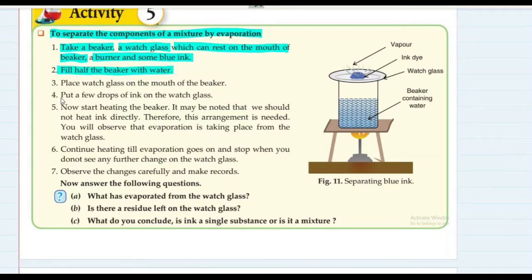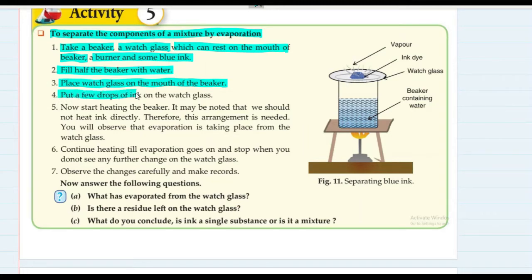Fill the beaker half with water. Place the watch glass on the mouth of the beaker. So what will happen is, if you turn on the burner, the heat of the burner heats the water in the beaker. The water gets heated up, gets converted into steam and gets accumulated over the bottom surface of the watch glass. So the steam gives its heat to the watch glass. The watch glass gets heated and the substances which are placed inside the watch glass also get heated.